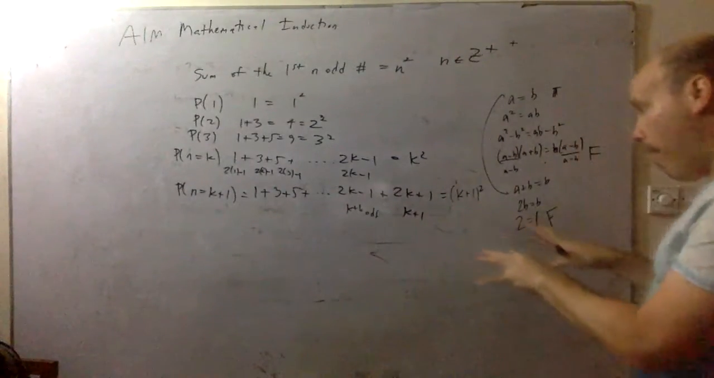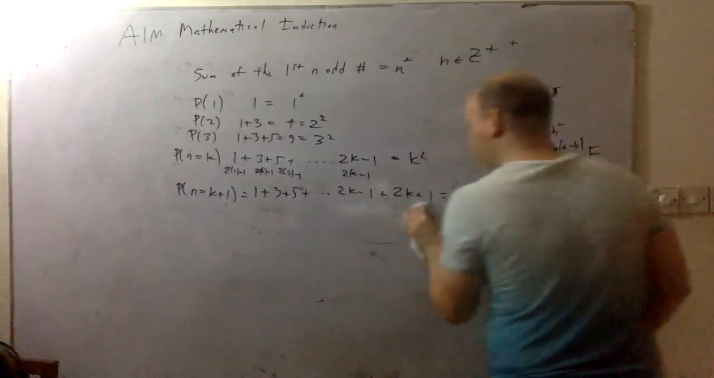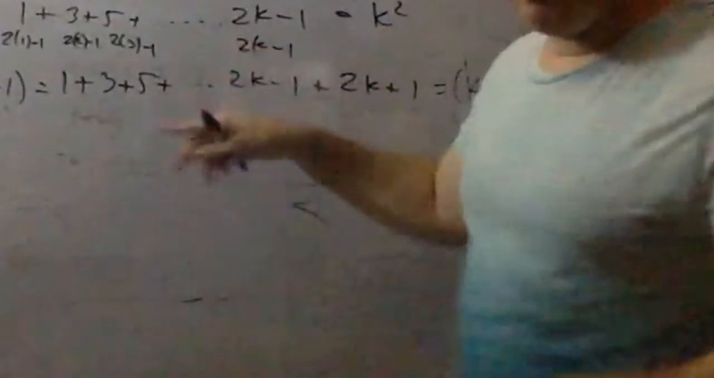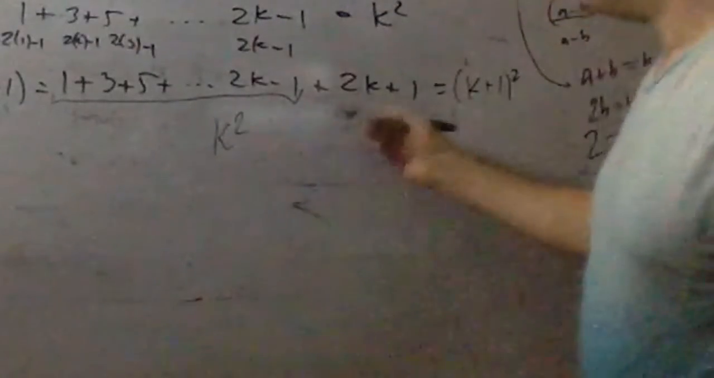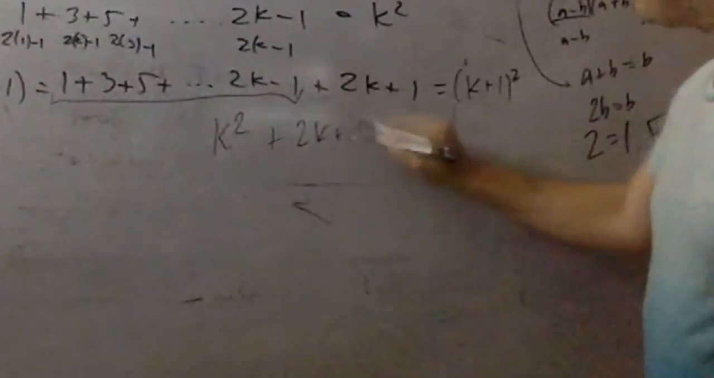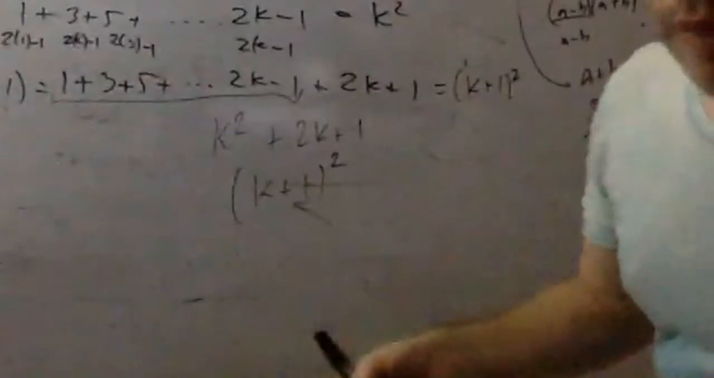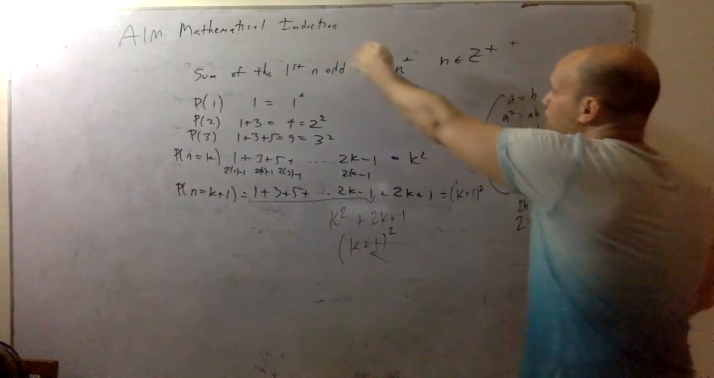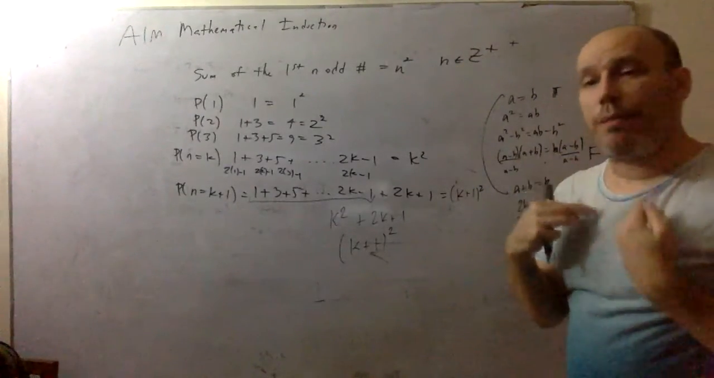Good. Okay, I'm going to erase this out of here. Let's get to work. So based on the assumption, and this is how all these work, the first part of the left, this whole part, is equal to k squared. Well, k squared plus 2k plus 1 is equal to k plus 1 squared, and we've actually just proven, according to the math rules, that the sum of the first n odd numbers is n squared. This is based on how we do things in math.